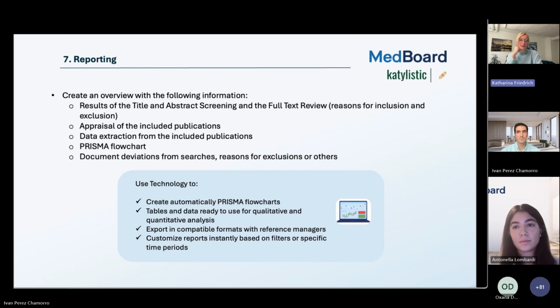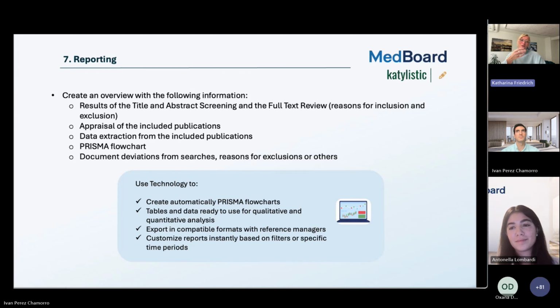For example, for the clinical evaluation, I want to have an overview with all the information of my title and abstract screening, including all the reasons for inclusion and exclusion. Then, of course, I also want to have a table with all the included articles and the appraisal. I need my PRISMA flowchart, and that's something where I often lost a lot of time before starting working with MedBoard, because I always had a mismatch with the numbers.